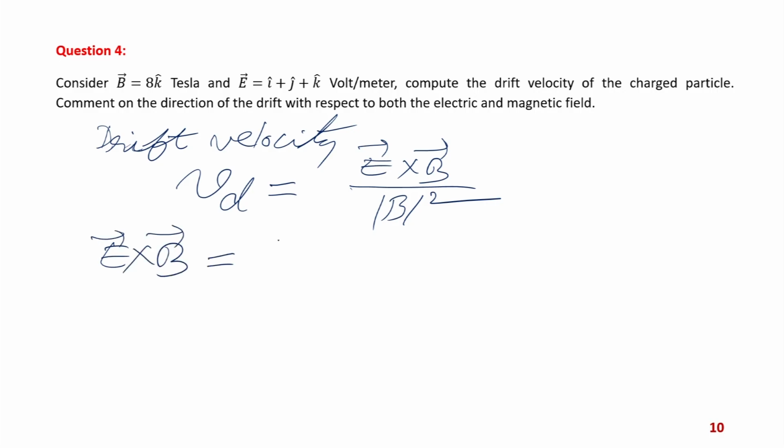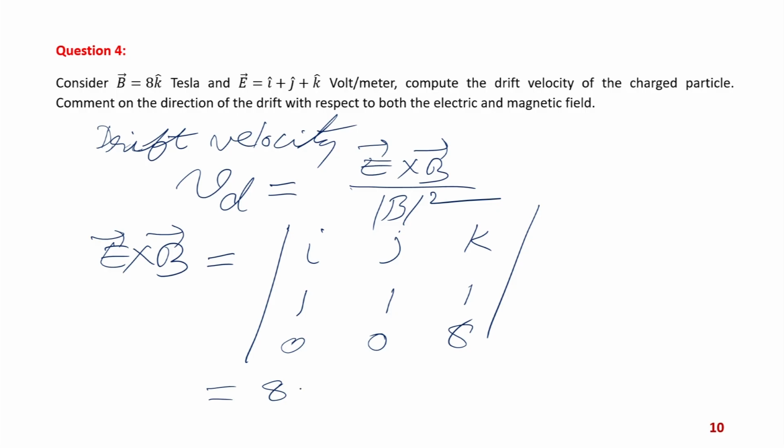So, you can compute it with the determinant of i, j, k. Then everything is 1 in the E vector, and the B vector has only the Z component, which is 8. So, you will have 8 i minus 8 j. Okay. Now, the magnitude of B is 8.